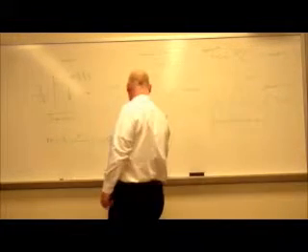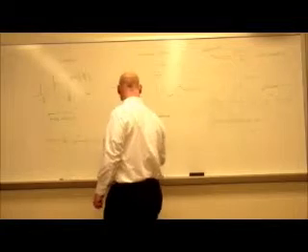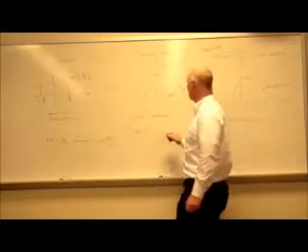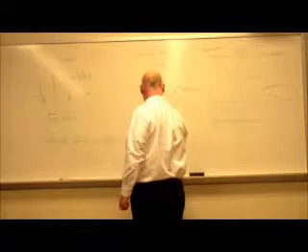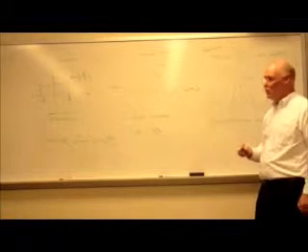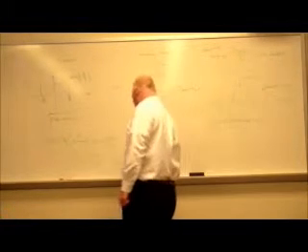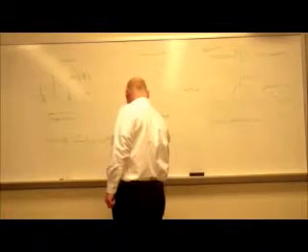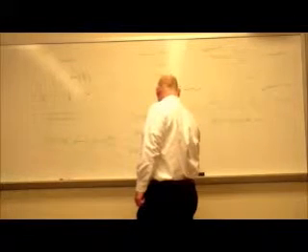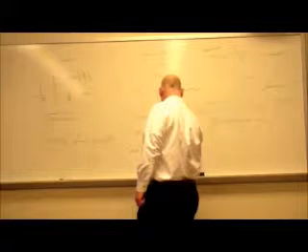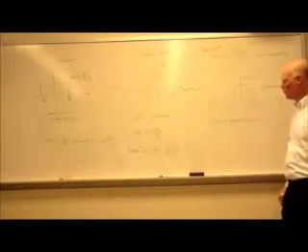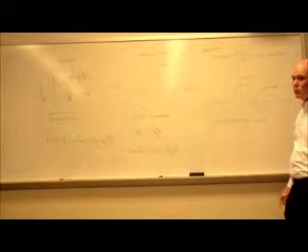So we know that n pi is equal to the argument. Here's the argument: omega tau over 2. Solve for omega. Two n pi over tau. Okay.